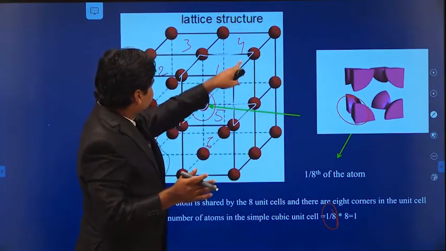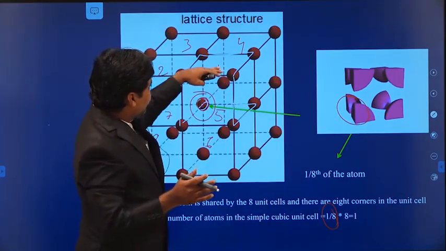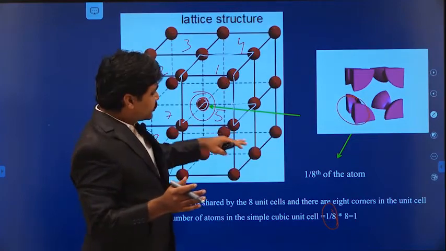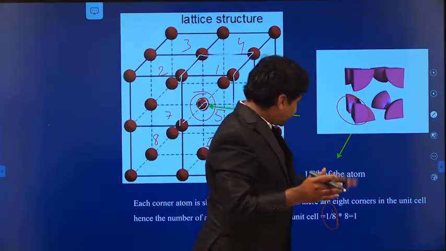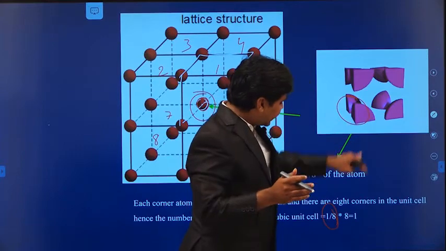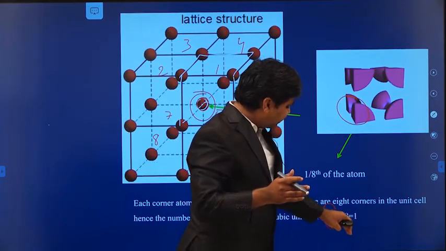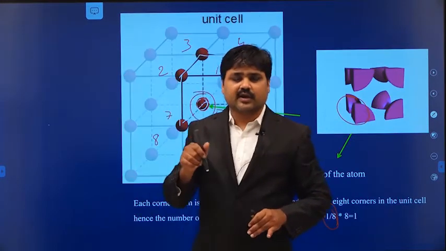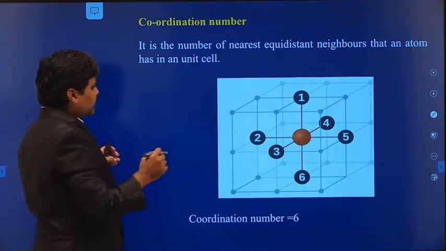On the top we have 4 and on the bottom we have 4 atoms, so totally 8 atoms. The contribution from each atom is equal to 1 by 8. Since there are 8 atoms, 1 by 8 into 8 equals 1 atom. So there will be 1 atom in the simple cubic structure. So the next one is the coordination number.